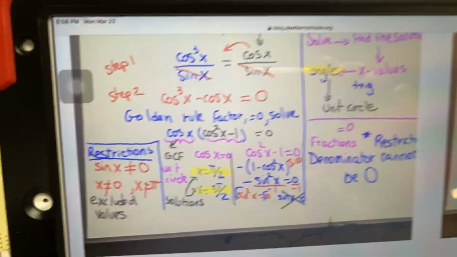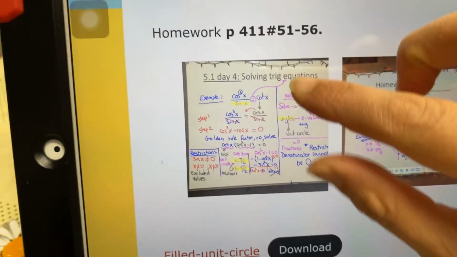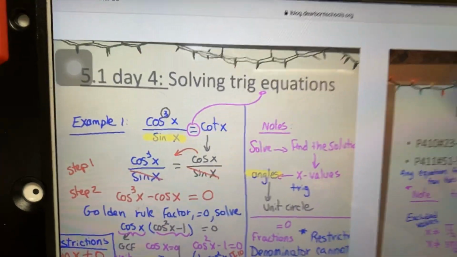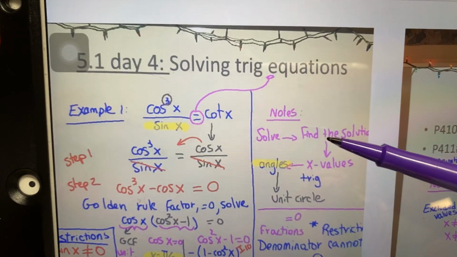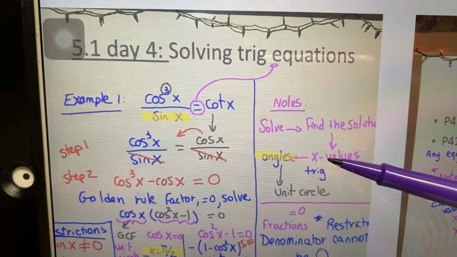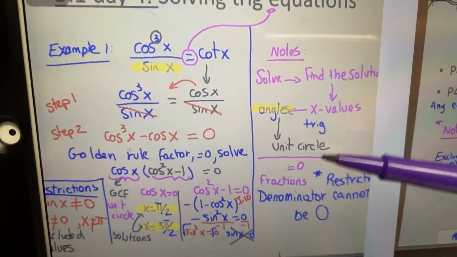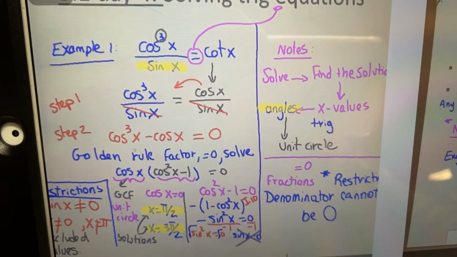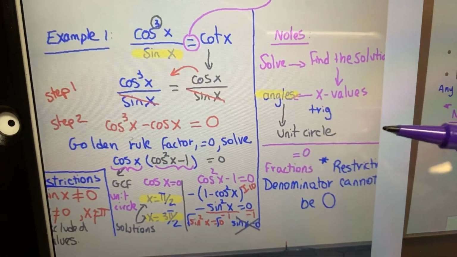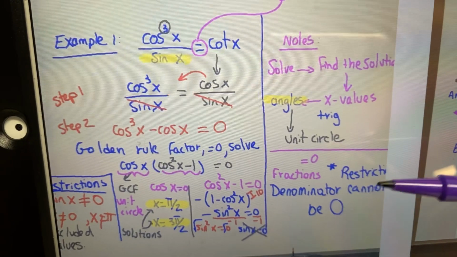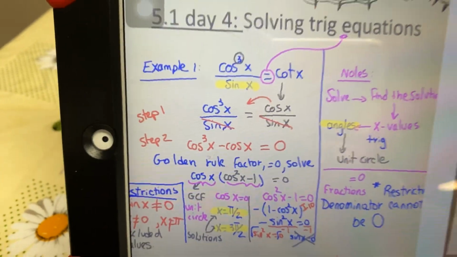So I had just quick side notes right here. When we solve, we want to find the solution. We talked about that. The solutions are the x values, which in this case are angles. So we have to use the unit circle. That's what we did in this example. Whenever we have fractions, there's going to be restrictions. The denominator can't be 0, and that's exactly what we did here.